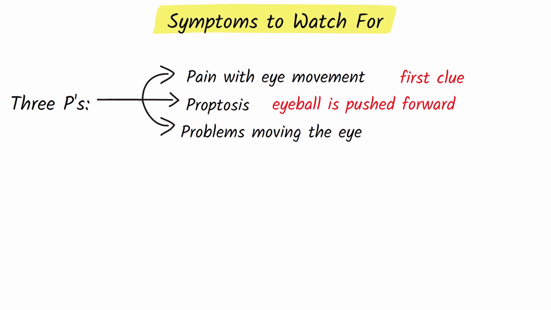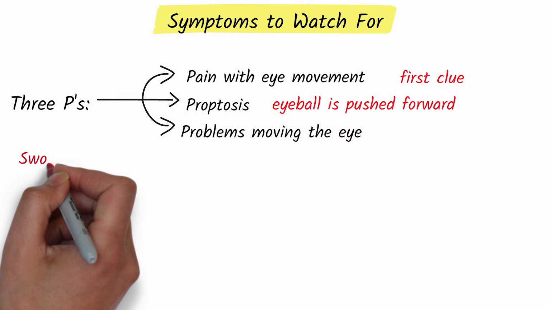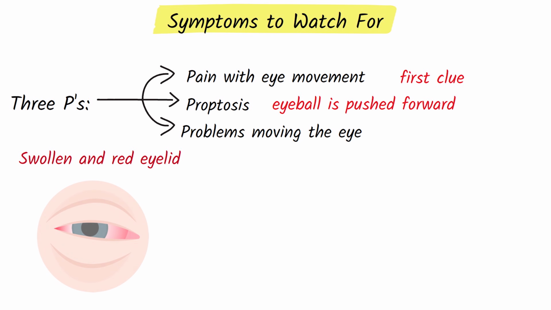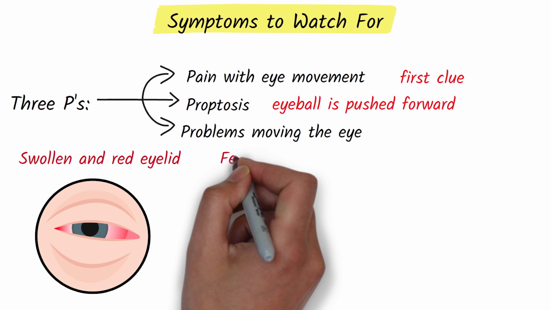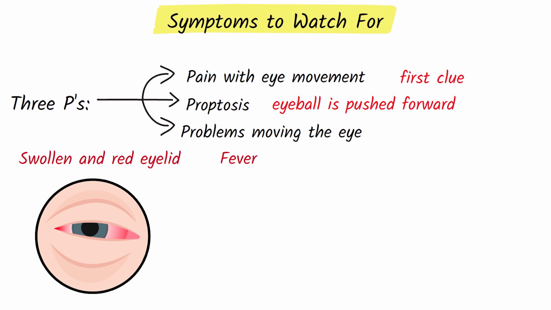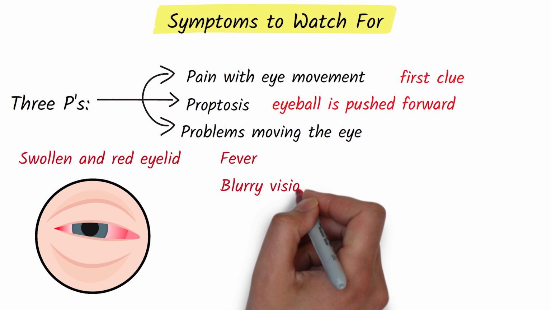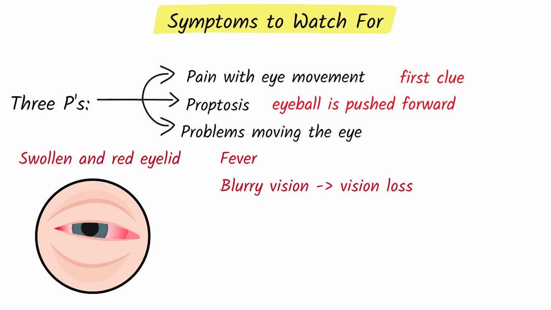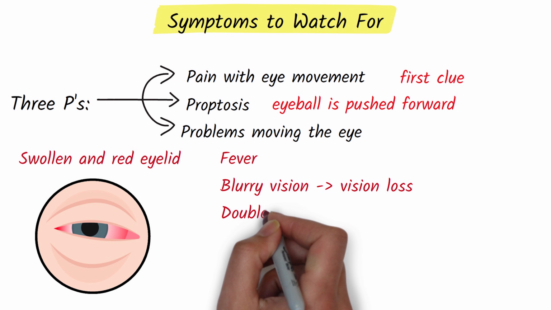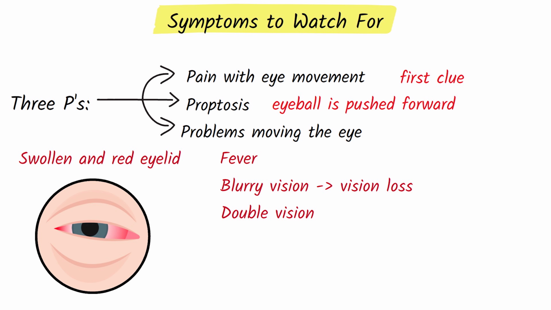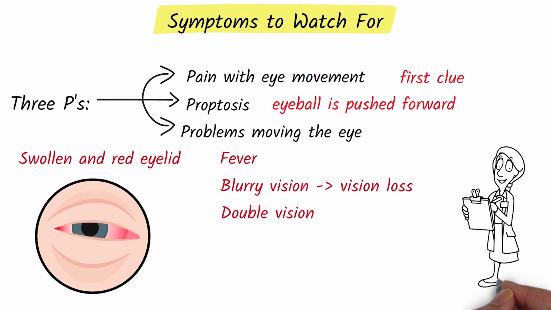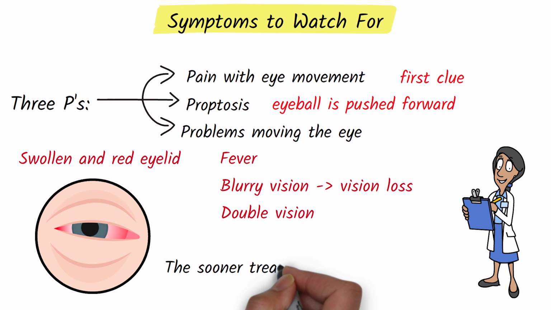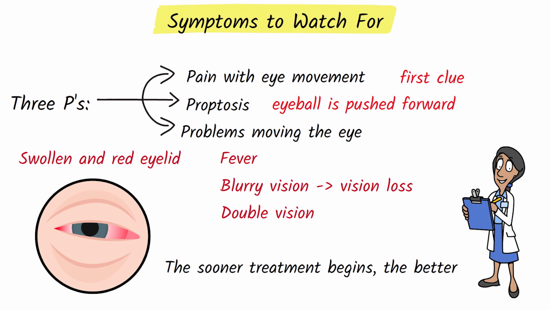Beyond these 3 key signs, people typically have a swollen and red eyelid. Many patients also experience fever and feel generally unwell. Vision can be affected too, ranging from blurry vision to more serious vision loss. Some people also experience double vision. It's important to seek immediate medical attention if you develop these symptoms, especially after a sinus infection or trauma to the eye area. The sooner treatment begins, the better the chances of preventing complications.